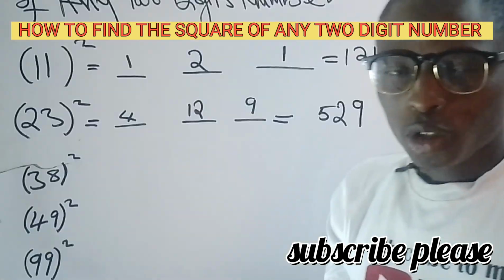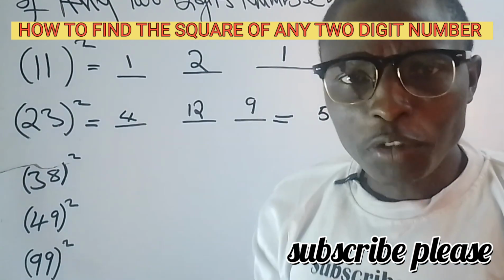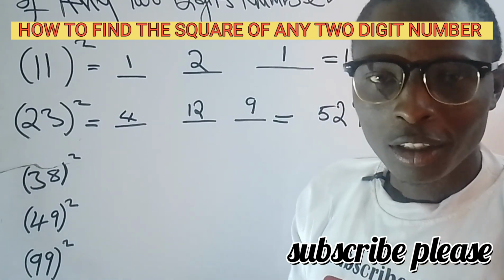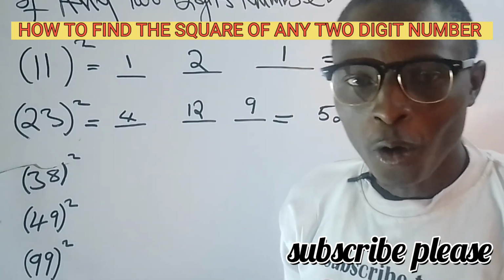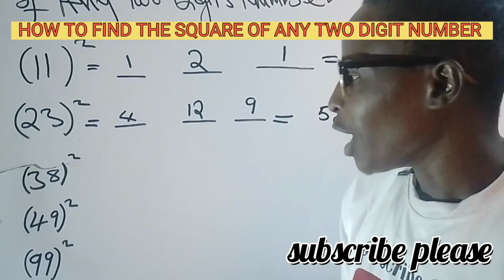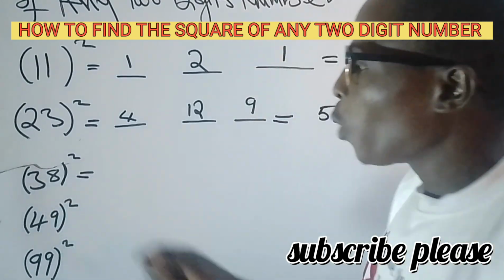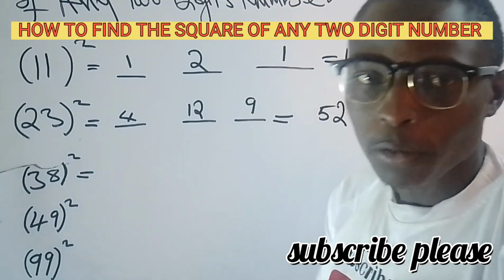Very fantastic. If well understood, let me give you 5 seconds to find the value of 38 squared. 1, 2, 3, 4, 5. What is the answer? Let's find out. Just the way we did for the first and second examples, we are now going to do the same thing for the third example.